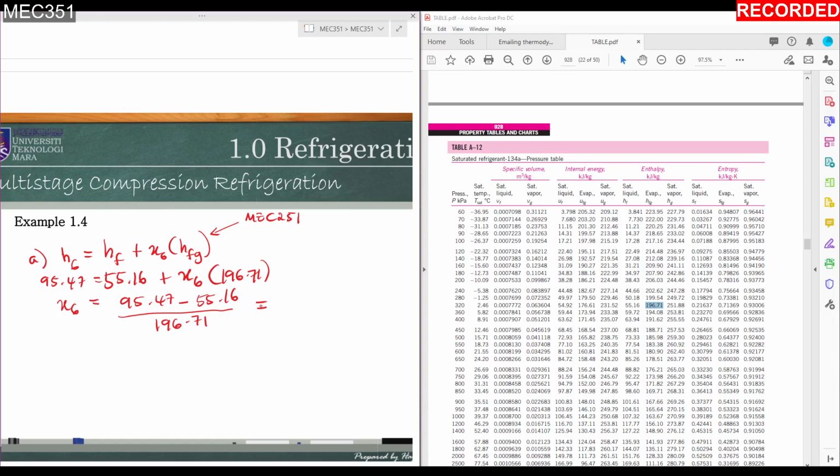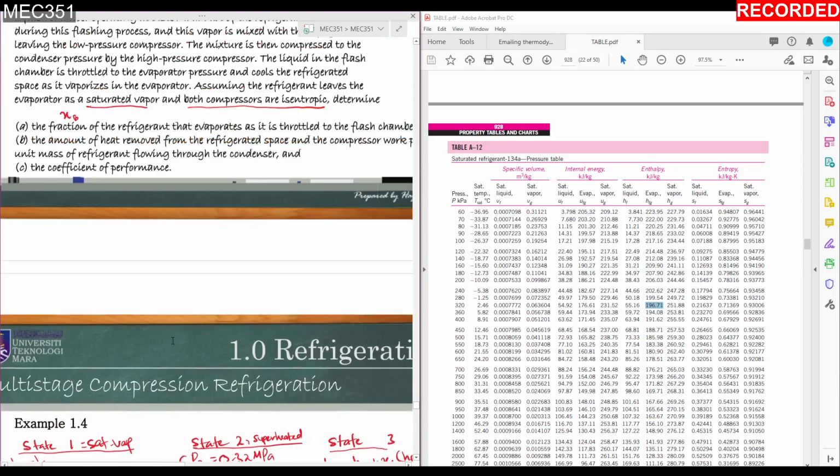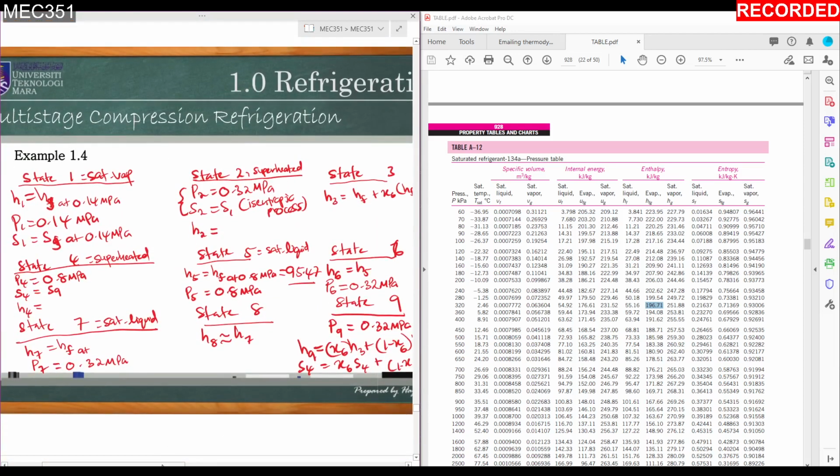95.47 minus 55.16 divided by 196.71. So you will get 0.2049. It is dimensionless because it is a fraction, so there will be no unit here. So this is the result or the answer of fraction x6. So let's continue with question B.